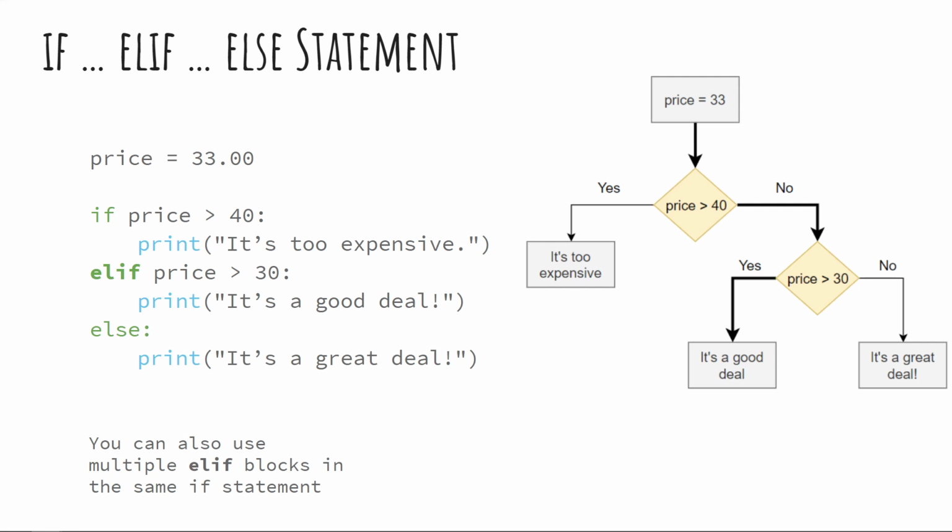We do that by checking first if price is greater than 40, and if it is, we print it's too expensive. We say elif, meaning if the price is greater than 30, then we print it's a good deal. Otherwise, if neither of those things were true, then we print it's a great deal. And you can see the flowchart describing how that would go as program flow over on the right side. Okay.